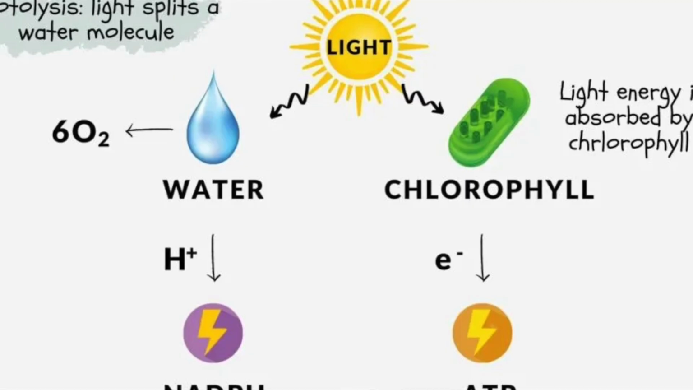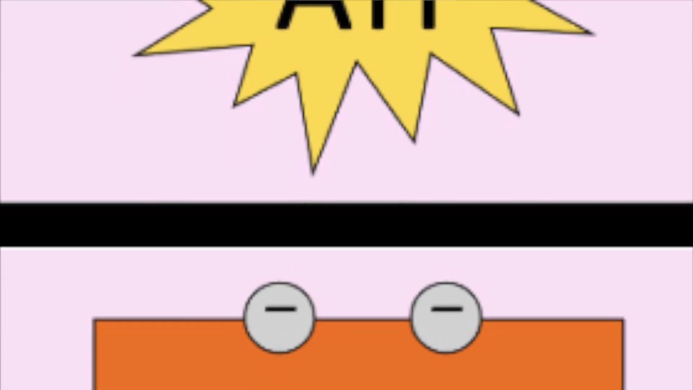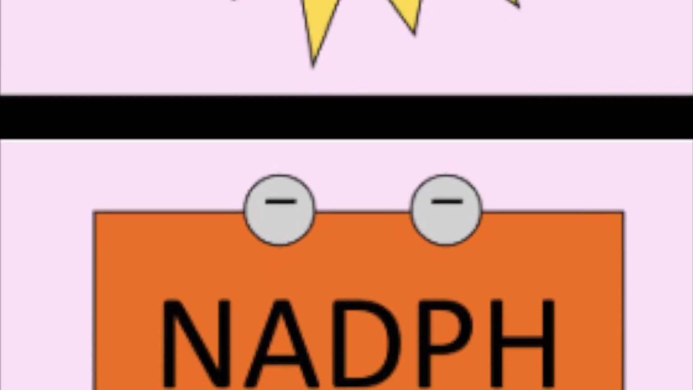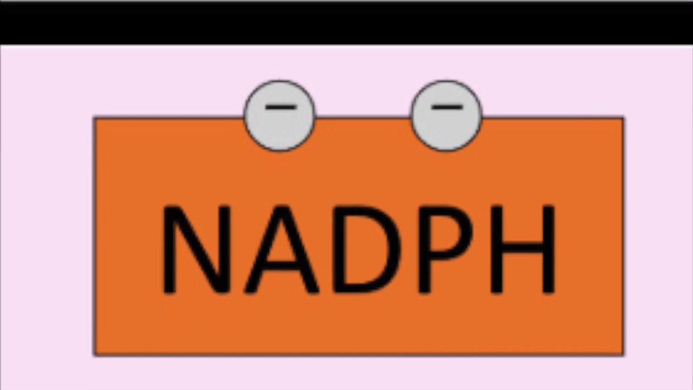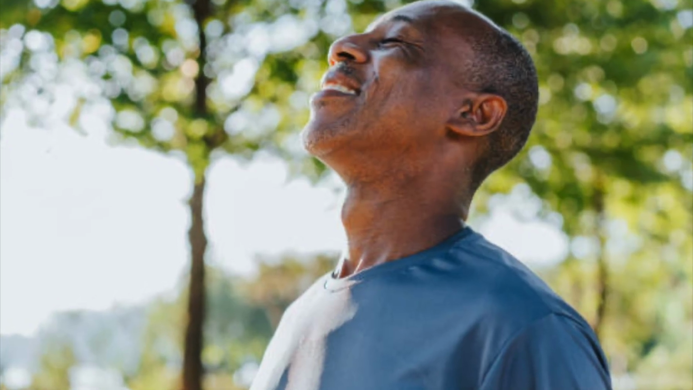So now, thanks to sunlight, the plant has made ATP and NADPH, basically energy stacks, ready to power other processes, and it releases fresh oxygen for us to breathe. So, I guess we may give our thanks to plants.